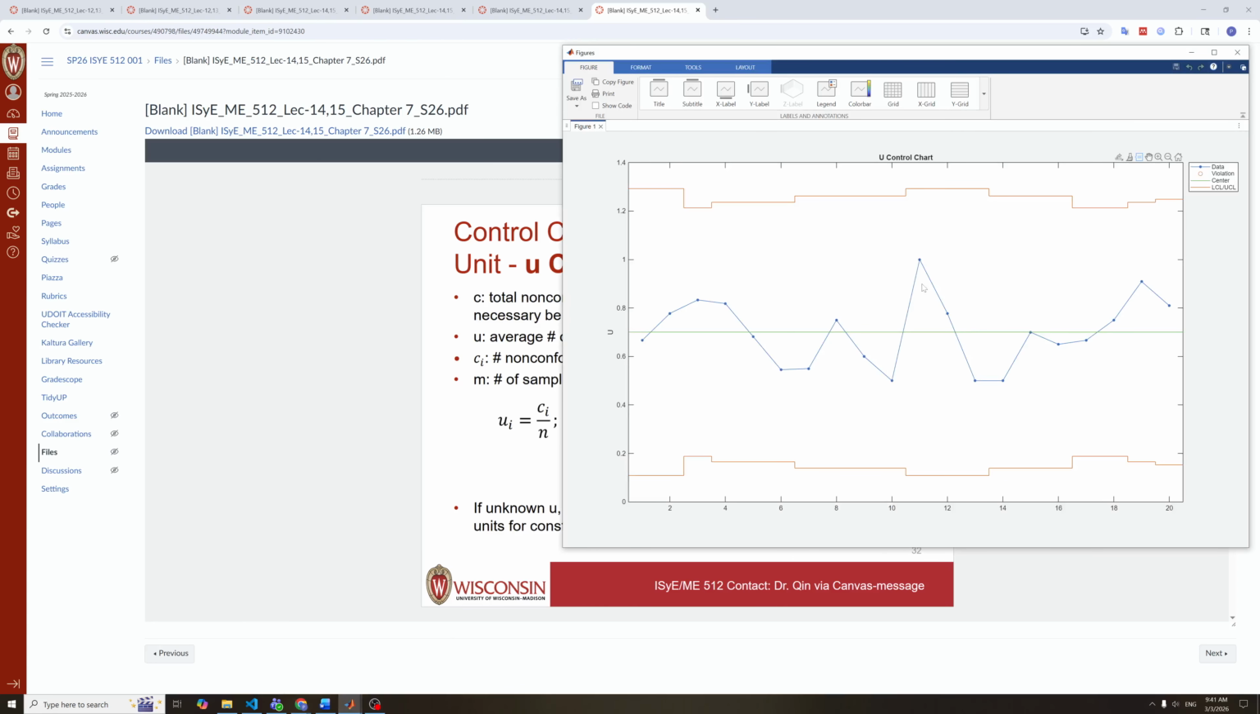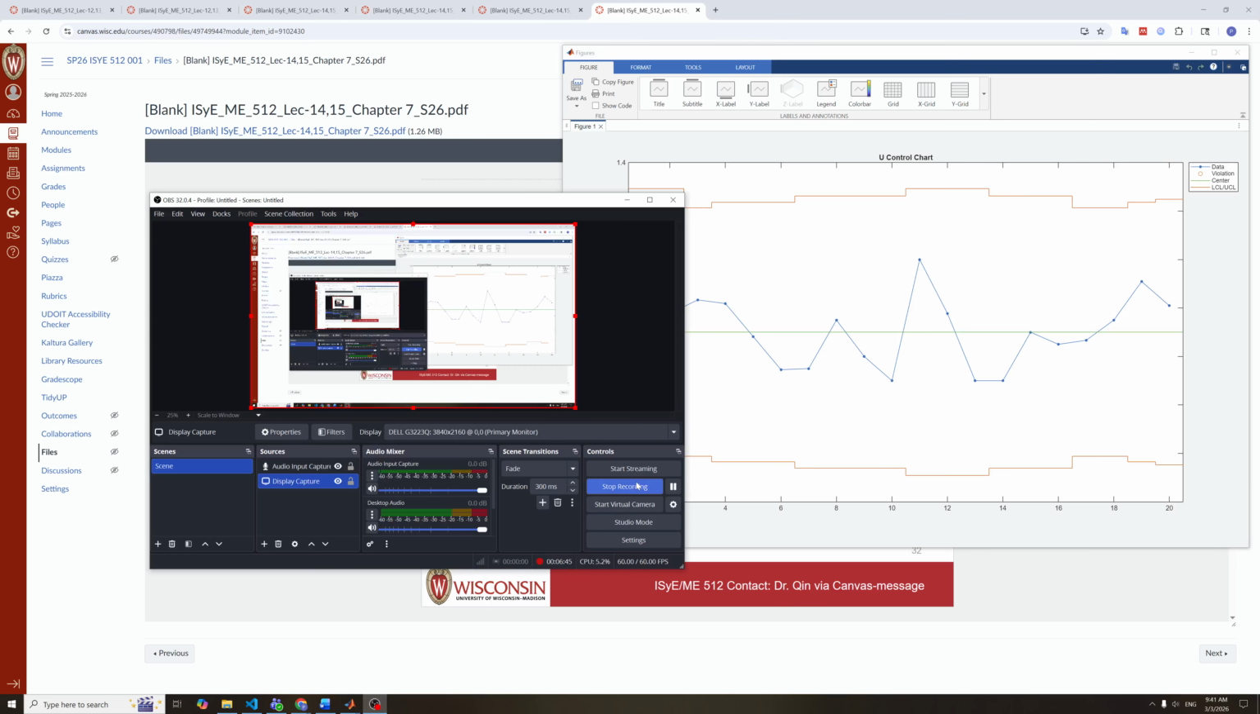And visually, every blue data point is within the control limits. This indicates that the process is fully in statistical control. Yeah, that's it. Thank you.